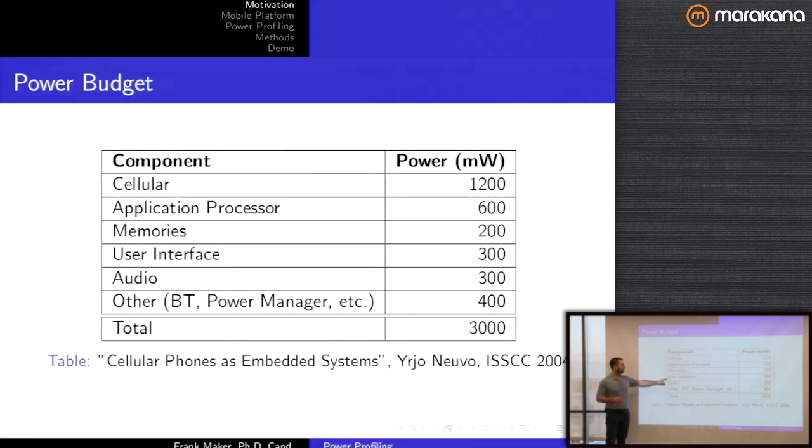And then there's user interface, which would cover the display, the backlight, buttons, LEDs, that sort of thing. Audio can also be kind of a second order power here. And then the rest is other components like Bluetooth, the power manager chip, etc. So Bluetooth is actually very power efficient. So if you ever have the option to use Bluetooth over, say, Wi-Fi or cellular, you definitely should.